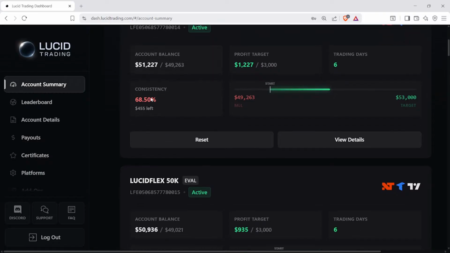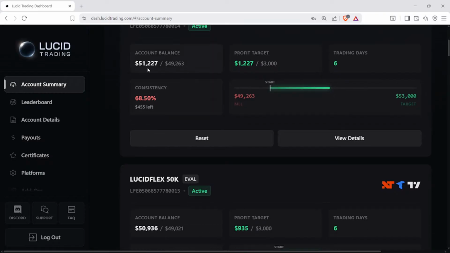But so my account balance here, I'm at 51. Profit target is 3,000. I'm up 1,200. 6 days of trading on this account. Consistency rate is 68.50. So when I make $455, I'll be within the 50% consistency rule. Start to finish, here's the timeline that shows me where I'm at in my progress to my target.